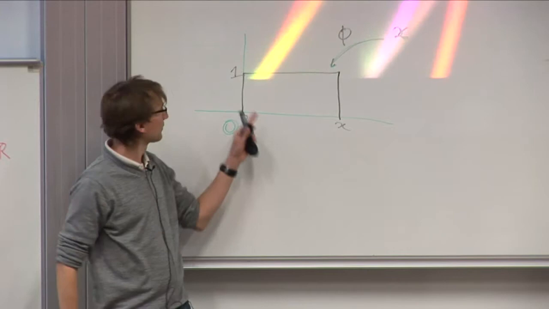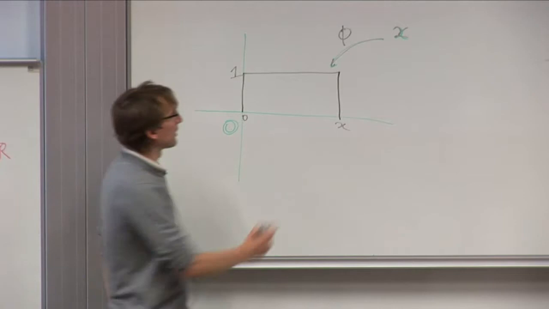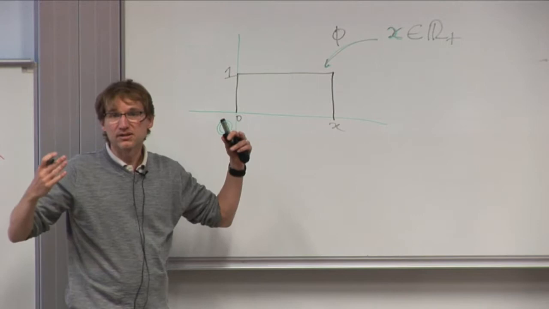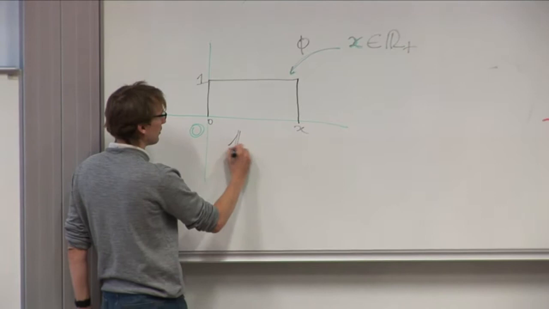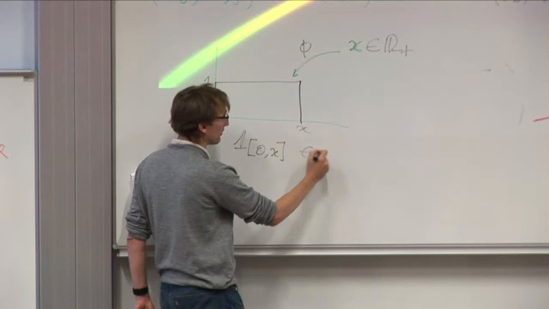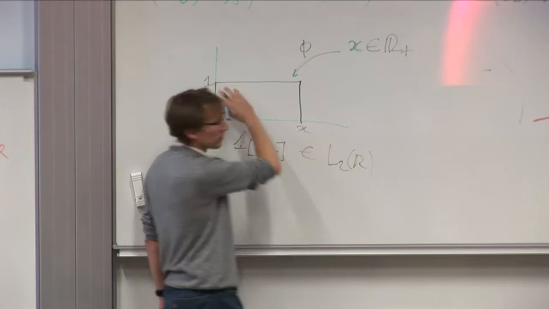This is a mapping from the set of real numbers, and I will just look at positive numbers, to the set of rectangles here. And in fact, this rectangle, I see it as a function. This is the indicator function of the interval 0 to x. And this object in particular lives in a Hilbert space called L2 of R, the space of functions with finite square integral.